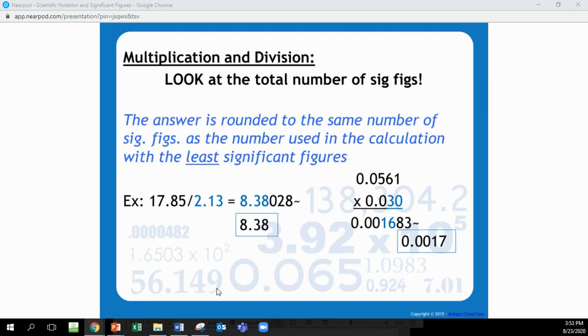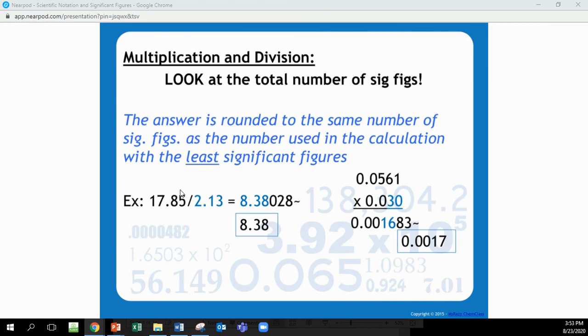So let's look at example number 1. 17.85 divided by 2.13. You enter that into your calculator and you get this number right here. We can't put every single digit because a lot of these numbers don't have any significance. We need to make sure we have numbers that have significance. So what we're going to do is look and see how many significant digits there are in each of these.